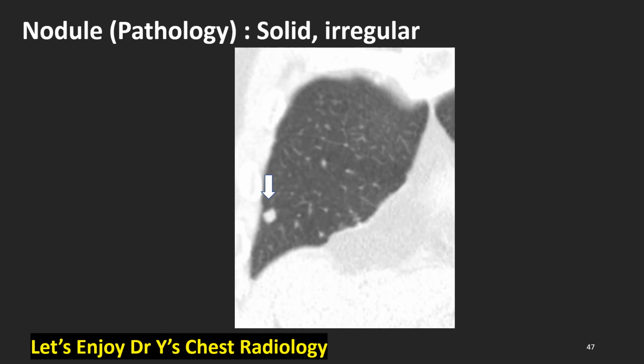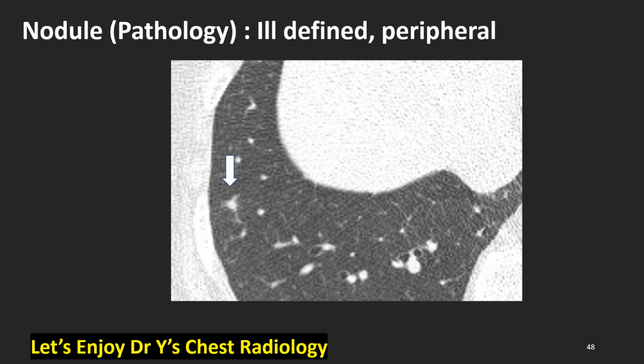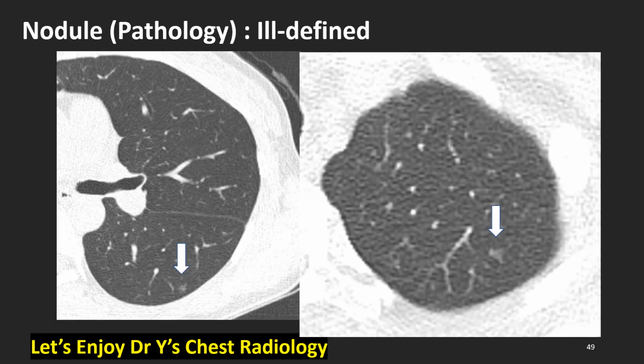Nodule pathology. Arrow indicates a nodule, solid nodule, irregular margined nodule in right lower lobe on coronal CT. Nodule pathology. Arrow indicates a nodule, ill-defined nodule, peripheral nodule. Nodule pathology. Arrows indicate ill-defined margined nodule in left lung.